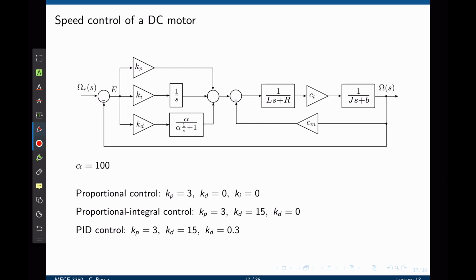First, a proportional controller, where Kp is 3, Kd is set to 0, and Ki is set to 0, so only the top branch is actually working. Then we're going to try the proportional integral control, where Ki is set to 15 and Kd is 0. And finally, we're going to try the PID controller, which is the same as the previous case, but now we're going to add the derivative gain. Let's see what we get in the time response of the DC motor.